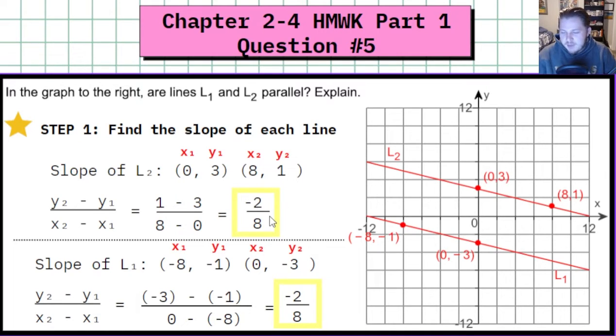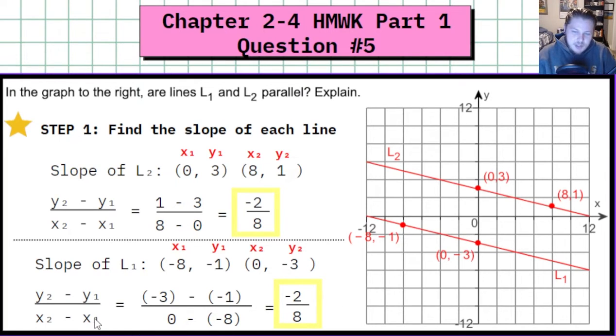Now we need to do the same thing, but for line 1, the bottom line here. Again, I have my 2 points, (negative 8, 1). Going from left to right here, my first set of points, that's my x1 and y1. (0, negative 3), those are my second set of points, so that's my x2 and my y2. All right, so we just have to use the slope formula again. y2 minus y1, my y2 is negative 3. My y1 is negative 1, so that's negative 3 minus negative 1. Whenever you subtract a negative number, it becomes a positive. So really, this is negative 3 plus 1, so that's negative 2.